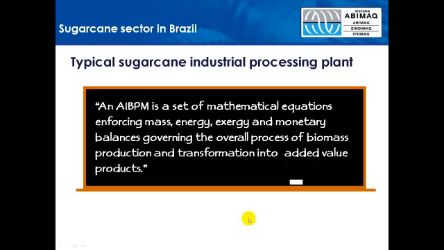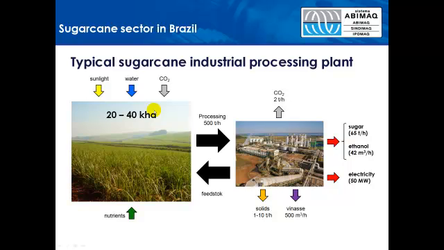But what would be a typical sugarcane industrial processing plant? To do that, we need what we call an agro-industrial biomass production model, which is a set of mathematical equations enforcing mass, energy, exergy, and monetary balances, governing the overall process of biomass production and transformation into added value products. In the case of sugarcane, sugar and ethanol and bioelectricity. By writing down those equations and solving for the correct data, you get some important numbers. For instance, the average plantation area varies between 20 to 40 kilohectares.